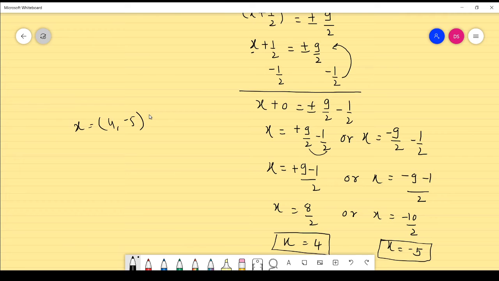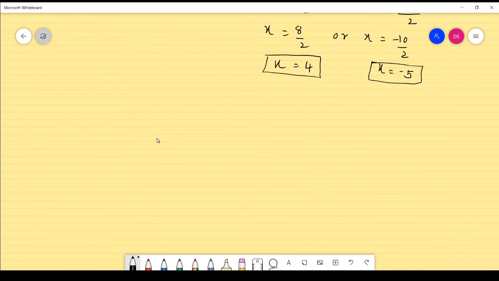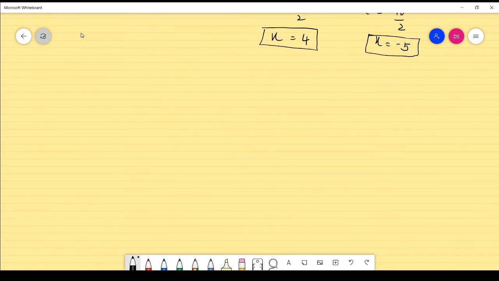So what is the second problem in that particular practice set? The second problem is x square plus twice x minus 5 equals 0. So this is also the same method. What to do? Take the constant on the right hand side. How to take a constant on the right hand side? If it is minus 5, then add plus 5 on both sides of this particular equation.